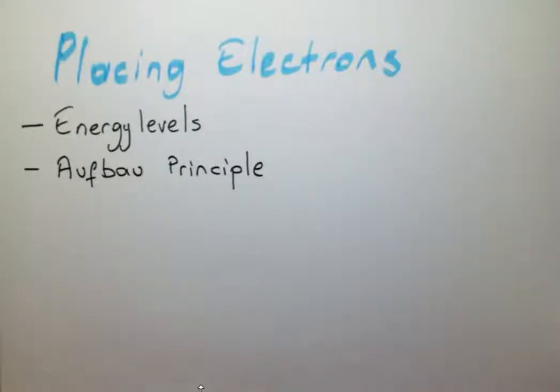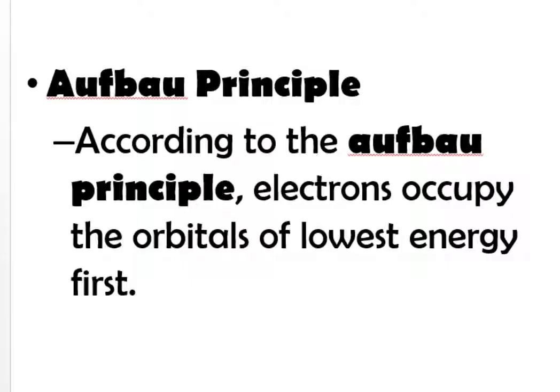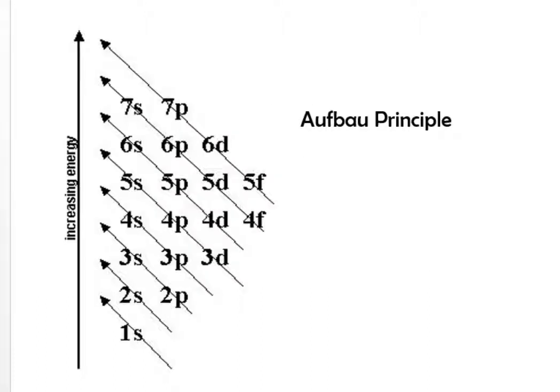And we also need to know the Aufbau principle. Aufbau says that electrons occupy the orbitals of lowest energy first, so we need to know the lowest energy and the order of energy levels. And the order of energy levels is here: 1s, 2s, 2p, 3s, 3p, 4s, 3d, 4p, 5s. It is like that.